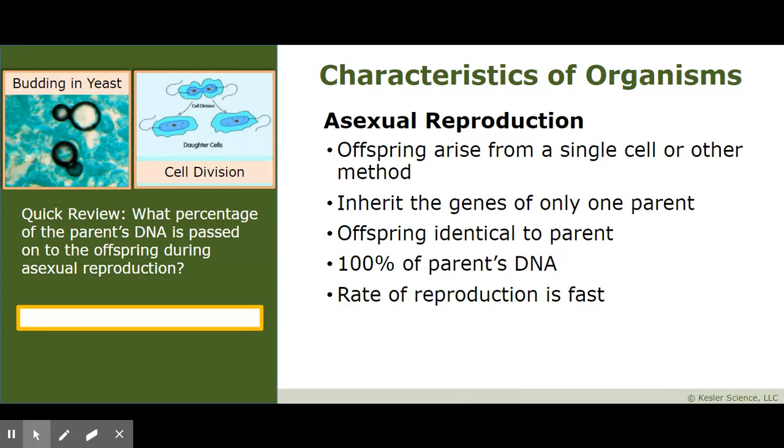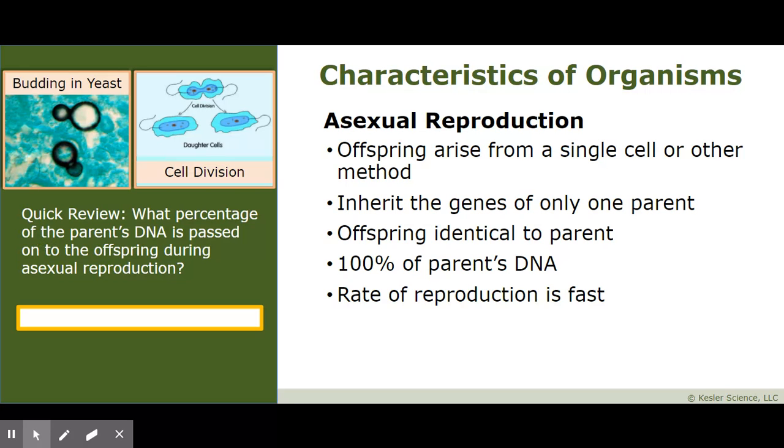Characteristics of organisms. Asexual reproduction causes offspring to arise from a single cell or other method. It inherits the genes of only one parent. The offspring is identical to that one parent. It's 100% the parent's DNA, and the rate of reproduction is fast. So, right here, you have your cells that are dividing and turning into something else. Okay, and it's still the same kind of cell, only it's split.